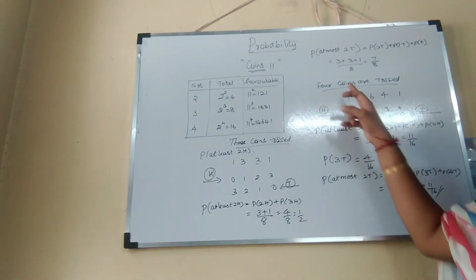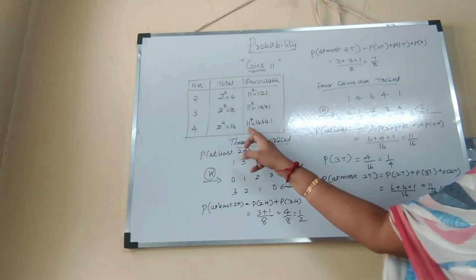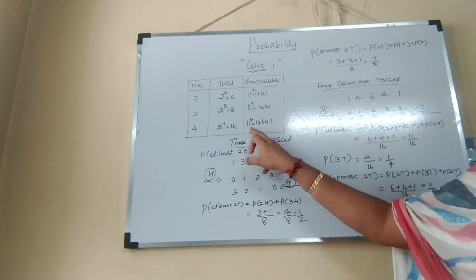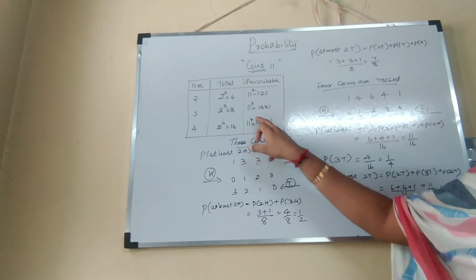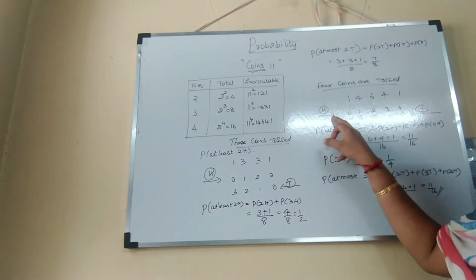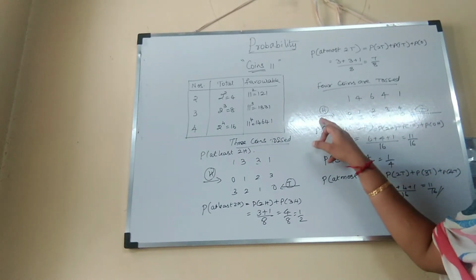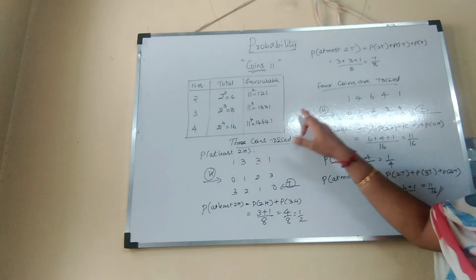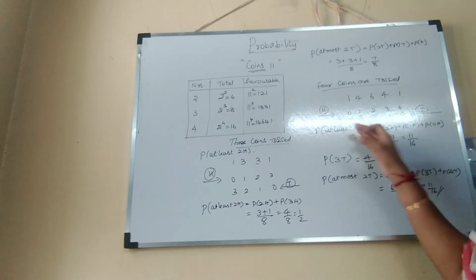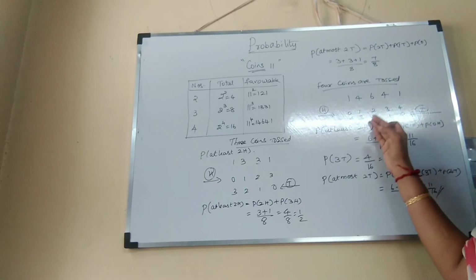See the next one, 4 coins are tossed. What is the sample space? 2 power 4, that is 16. Similarly, the favorable outcome will be 11 power 4, that is 14641. If you write it in this order, 1, 4, 6, 4, 1, heads start from here 0, 1, 2, 3, 4. Tails again start from the right side, 0, 1, 2, 3, 4.